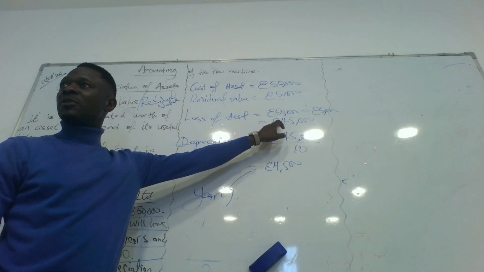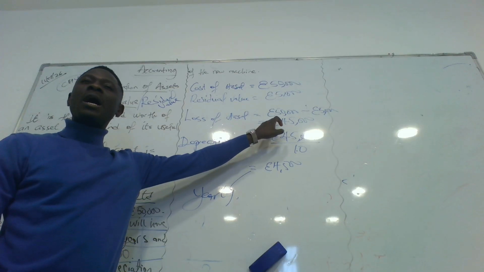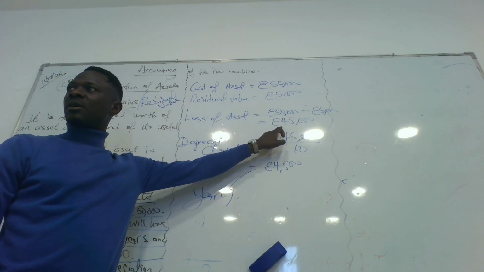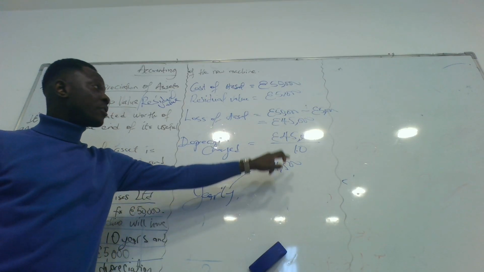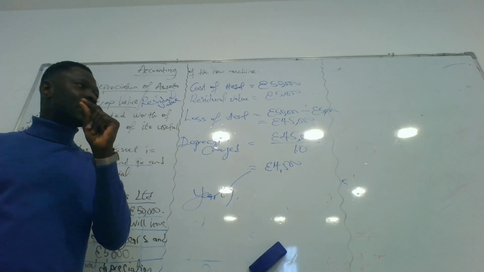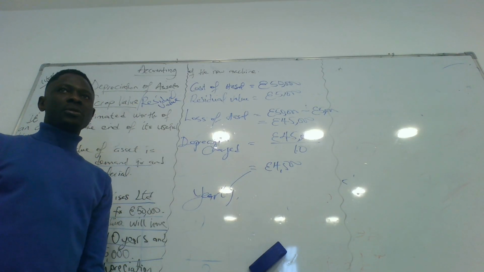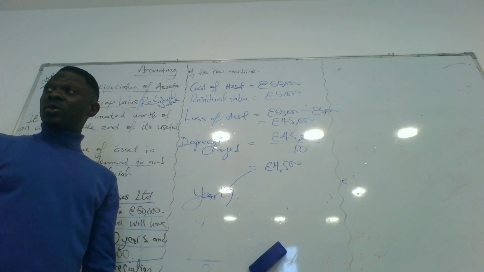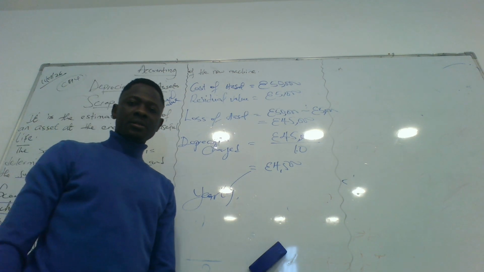The loss of the asset is 45,000. So how much are we charging each year on 45,000 for 10 years? It will be 45,000 divided by 10. So each year that passes, the depreciation of the asset is 4,500 euros. Do we get it? Please write.